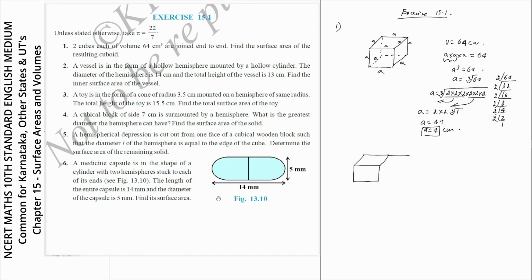Two cubes are joined like this. So these are the visible edges, and there is an invisible edge like this. Okay. Now I should find the surface area of the resulting cuboid. Now here in the first cube, okay, I'll come to the second cube.